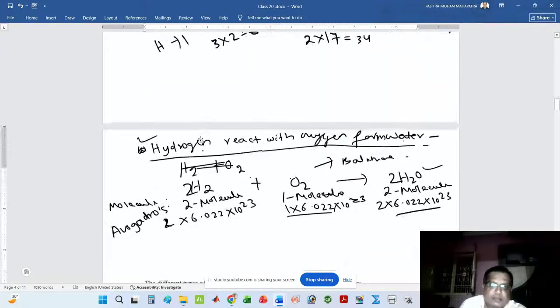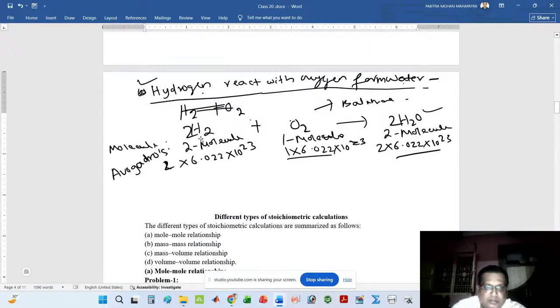Next, convert into moles. Suppose I want to express in moles. Look at that, here the coefficient is 2, so I can write 2 moles. Here the coefficient is 1, so I can write 1 mole. Here the coefficient is 2, so I can write 2 moles. That means you can say 2 moles of hydrogen combined with 1 mole of oxygen form 2 moles of water.